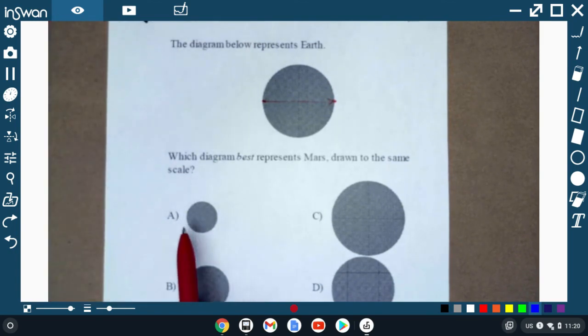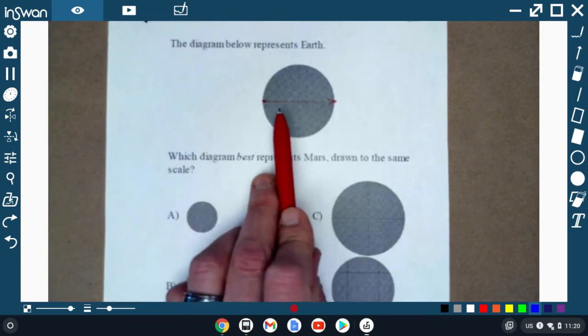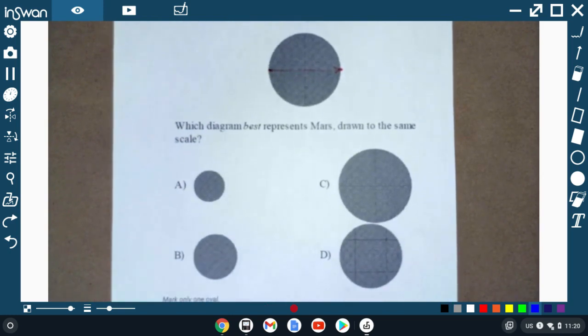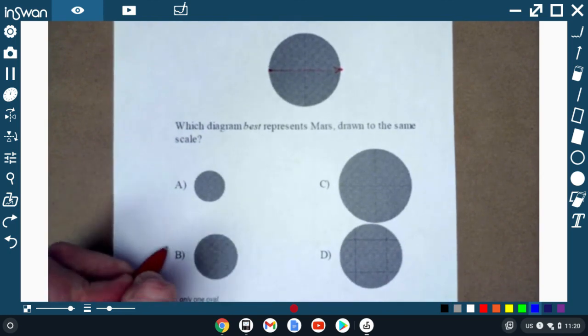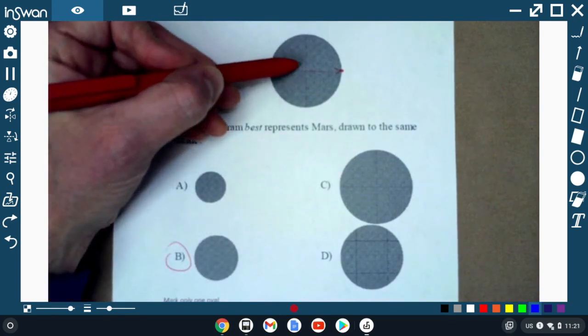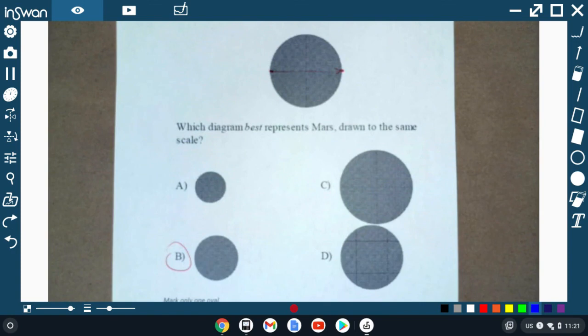So obviously, A is like much smaller. I would say it's even less than half of that. C is the exact same size. D does not look like it's half. B is our choice right here. It's the correct one because B is pretty much half the same size of this. It might go a little over, but remember, it was not 6,000, it was 6,700. So B is our correct answer for 24.